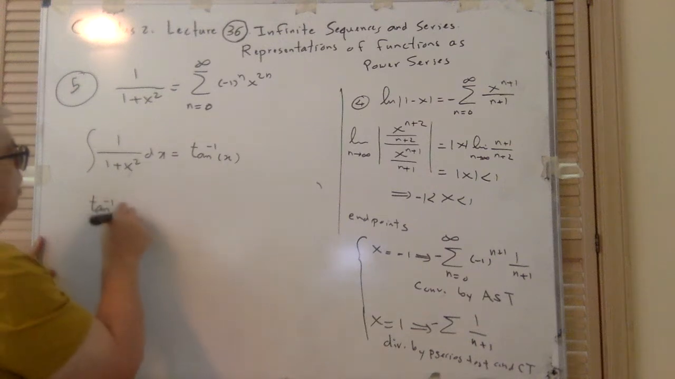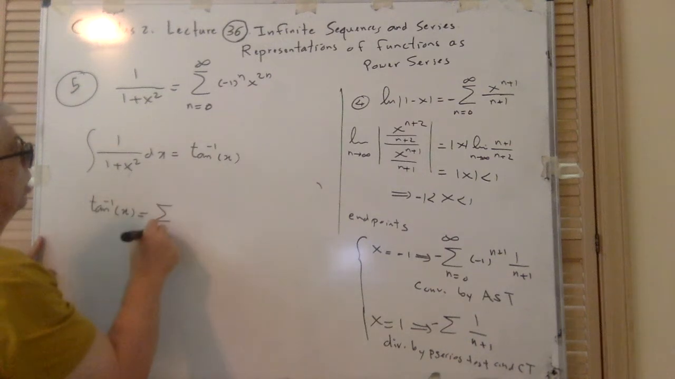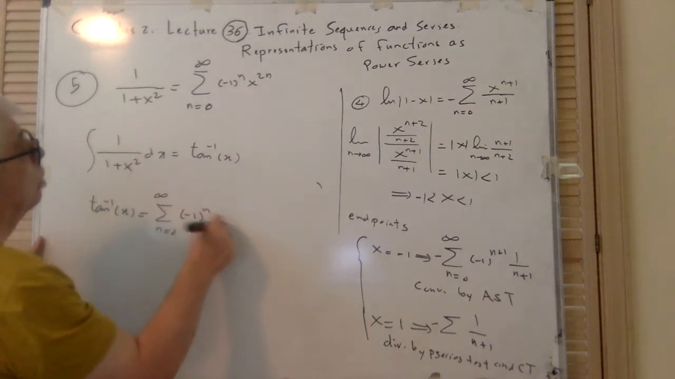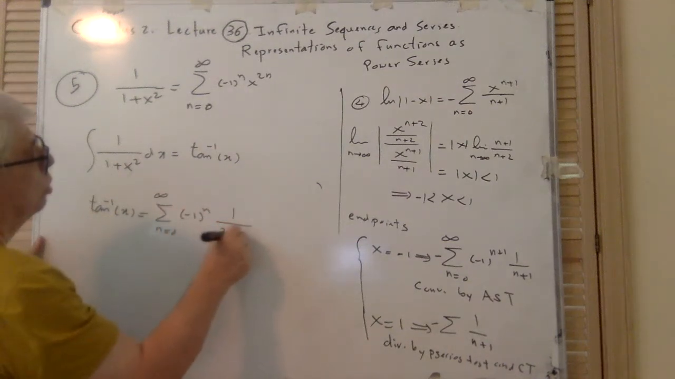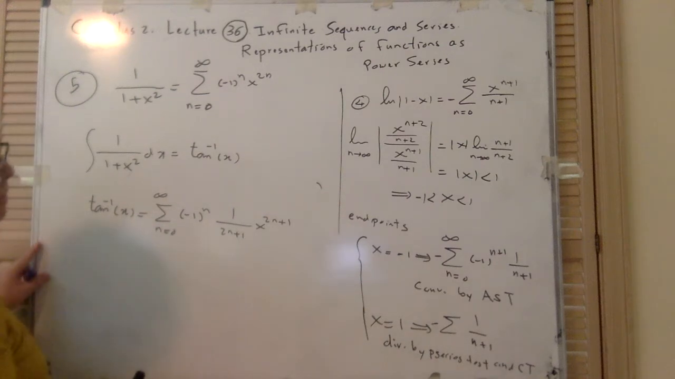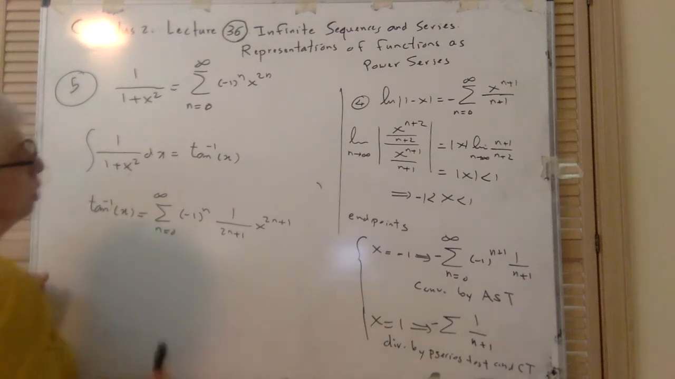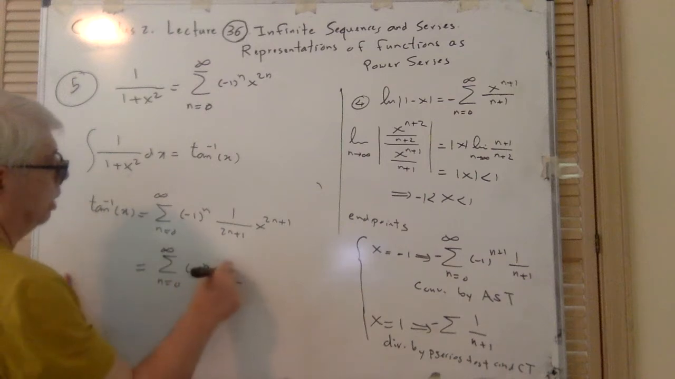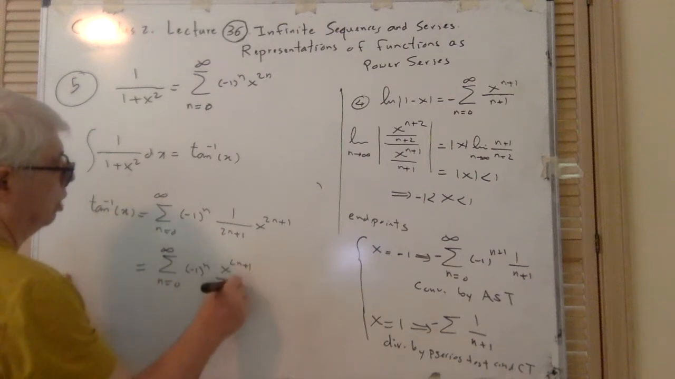So, if I integrate this, I will get tan inverse of x is in fact sigma from 0 to infinity of (-1) to the power n, times 1 over 2n plus 1, x^(2n+1), right? So I can just write it this way, n from 0 to infinity of (-1)^n x^(2n+1) over 2n plus 1.